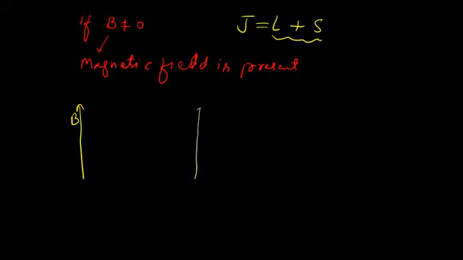Let's suppose this one is the B field and this is the total angular momentum vector J. J will precess around the B field when there is a B field. And what will happen to the individual angular momenta, that is L and S?